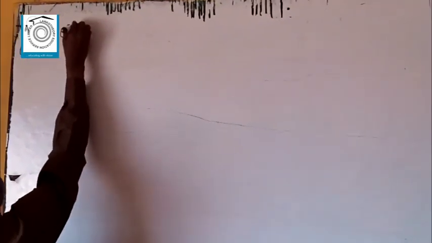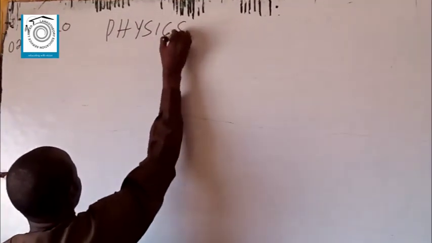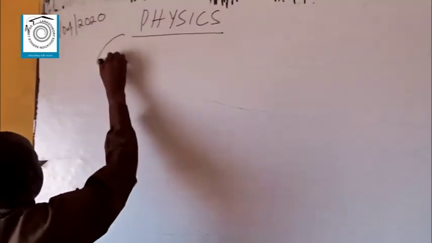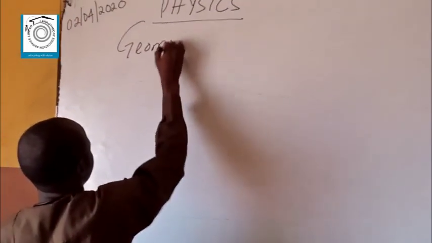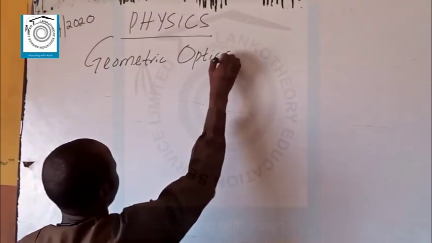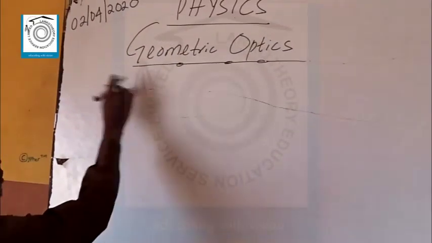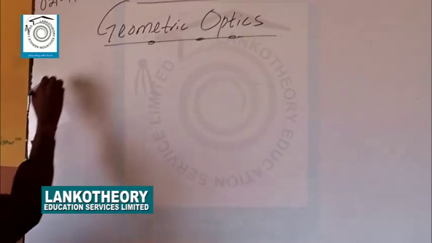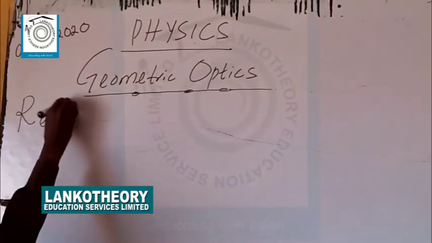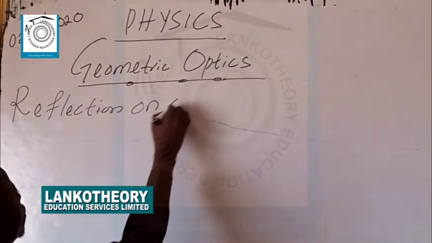Today's date is 02/04/2020. At this time we have the basics. Under this we are interested in a concept called geometrical optics. In this geometrical optics, we have different topics under it: plane mirror, refraction, lenses and mirrors. But we are interested firstly in picking the reflections on a plane mirror. Reflection on a plane mirror.